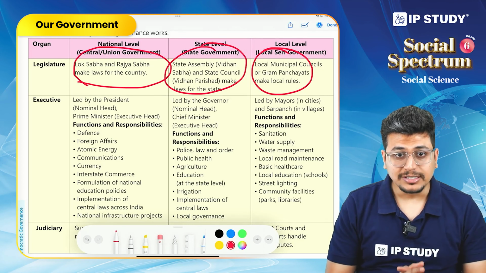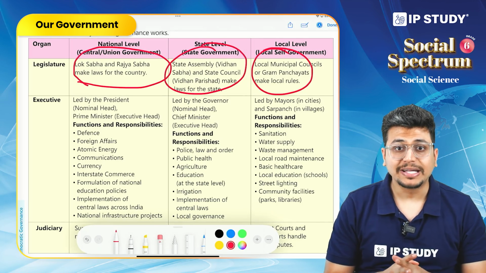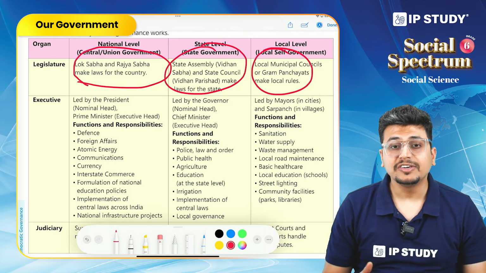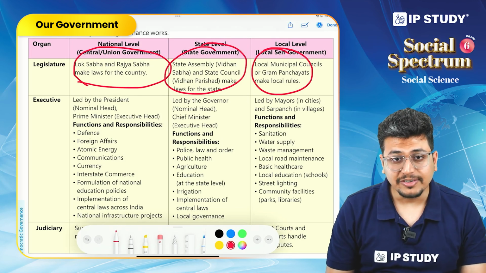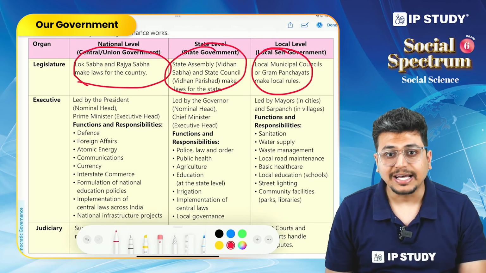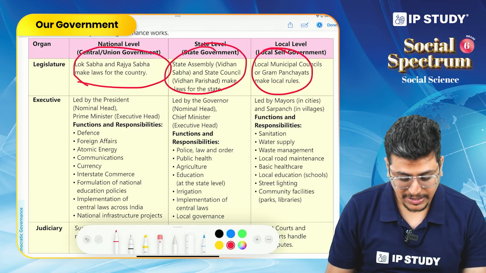So, the union legislative, which includes the parliament, the Lok Sabha and the Rajya Sabha, they are making laws for the entire nation. The state level is inclusive of the Vidhan Sabha and the Vidhan Parishad, which is making laws for the state level. And then we have the local government, the municipalities and the panchayat system, which is making laws for the local level.